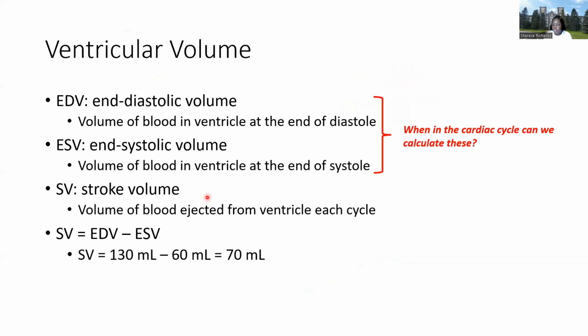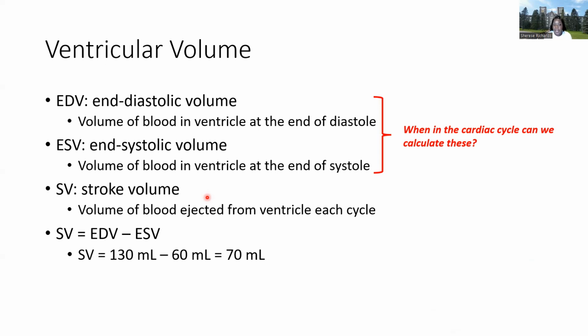Let's look at the ventricular volumes here. So these are going to be really important when we talk about measuring how much blood is actually moving through the heart. So the first volume is called the end diastolic volume. This is the amount of blood that is in the ventricle at the end of diastole.